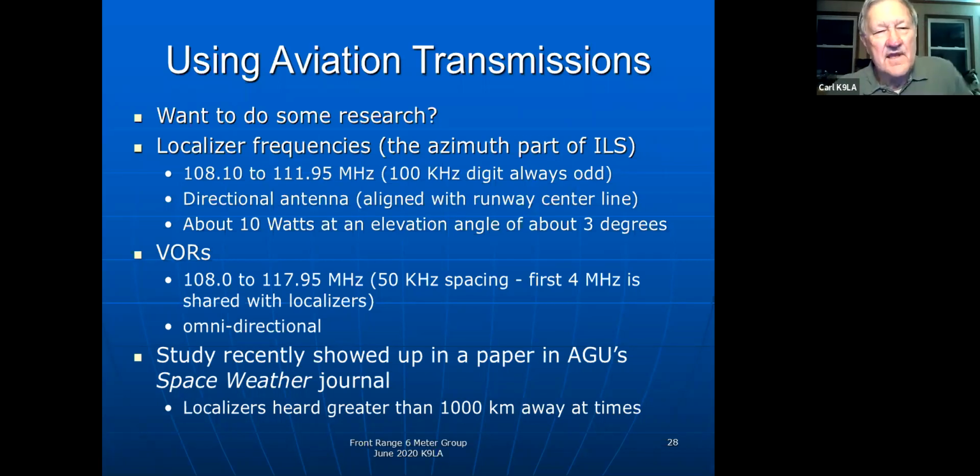Also, the stations always have a 3-letter identifier in CW, so you should be able to figure out which one you're hearing, real easy.